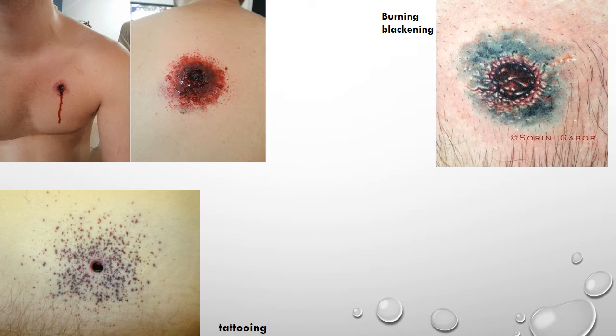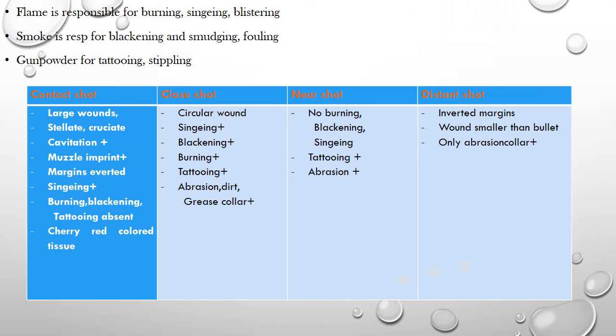In the first picture you can see entry wound is smaller than exit wound. In the second picture you can see burning, blackening and some abrasions also at the entry wound. The third picture is of tattooing. It is mainly due to spillage of gunpowder around that entry wound. You can observe tattooed like marks which were mainly due to gunpowder.